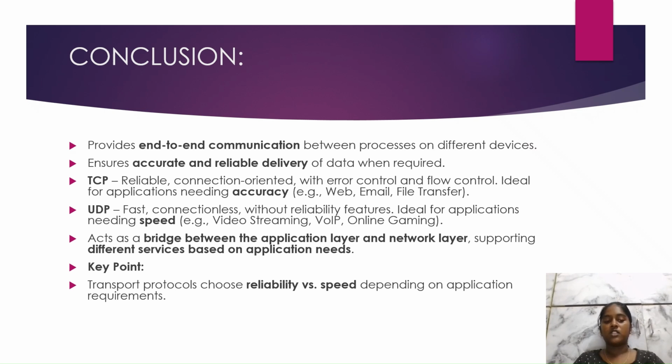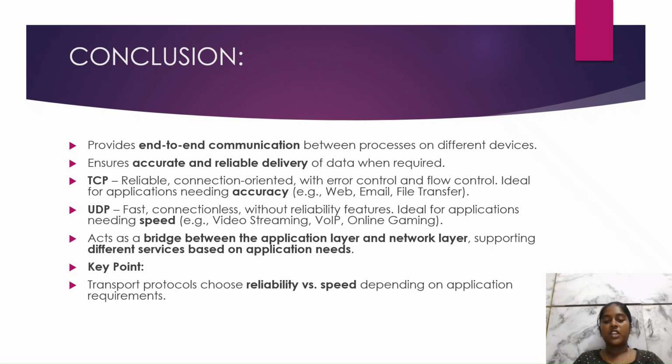TCP consists of accuracy, whereas UDP doesn't. UDP consists of speed. TCP examples are web, email, and file transfer. UDP is faster when compared to TCP, but UDP is connectionless, whereas TCP is connection-oriented, with error control and flow control. UDP doesn't have error control and flow control. It is without reliability features.